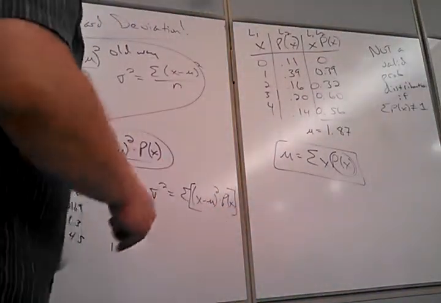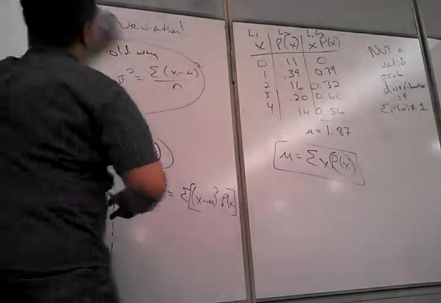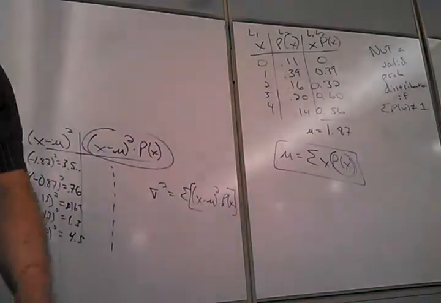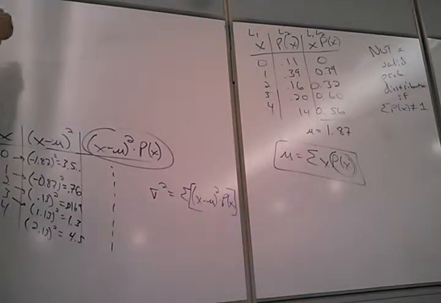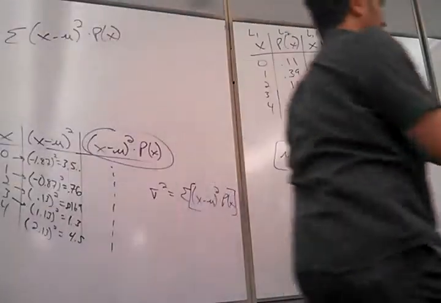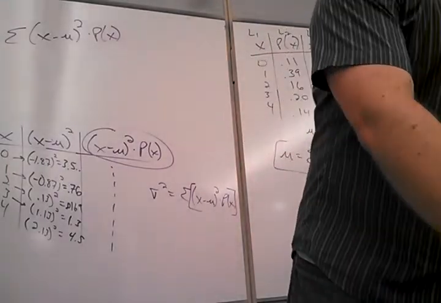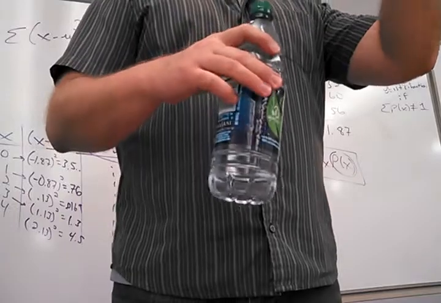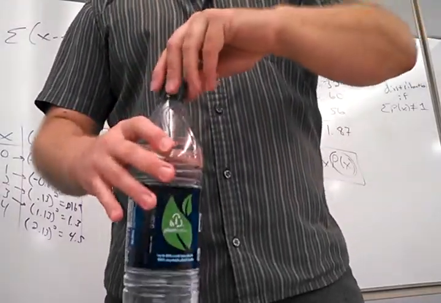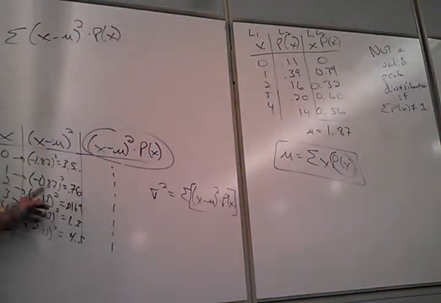Negative 0.87 squared? Point seven. Roughly? Mm-hmm. And then this would be 2 minus 1.87 is 0.13 squared. It's 0.169, right? 3 minus 1.87 will be 1.13 squared, which is something. 1.3. I'll live with that. 0.13. And then 4 minus 1.87 would be 2.13. Oh, 0.0? Yeah. I forgot. Thank you. That's one order of magnitude too big. And then 4.5? Yeah. Okay.